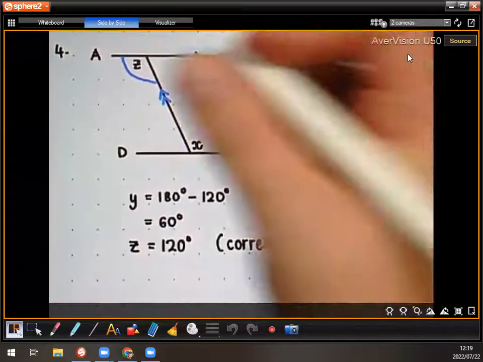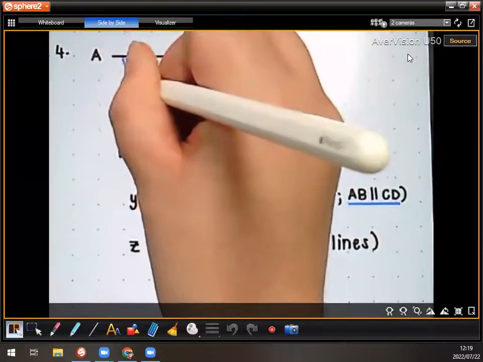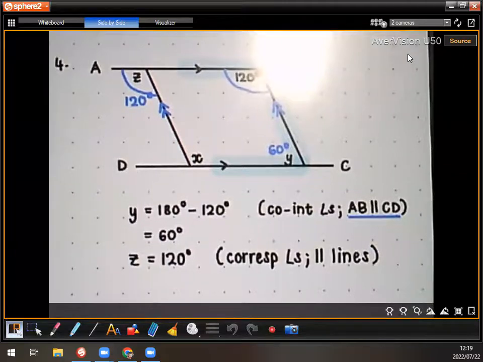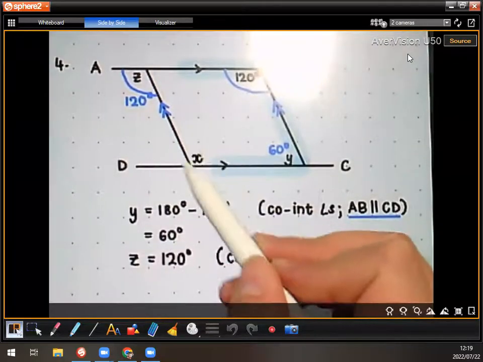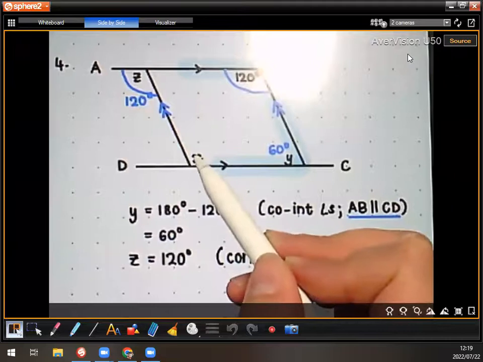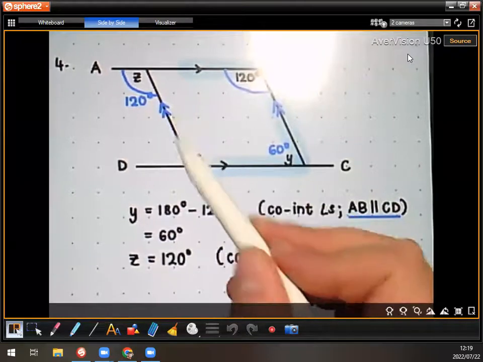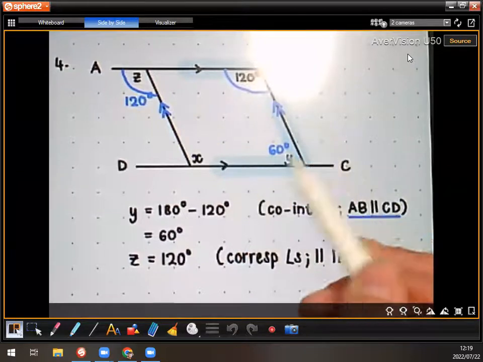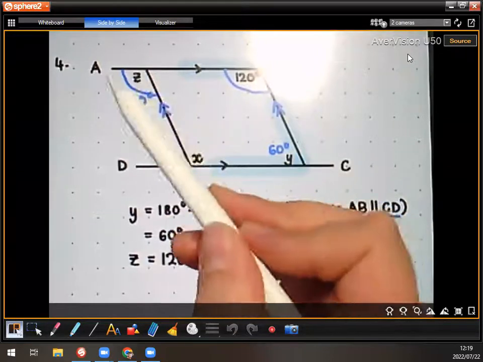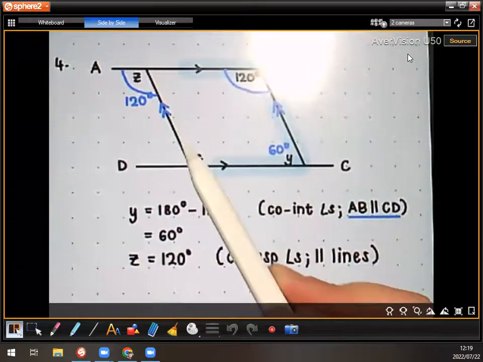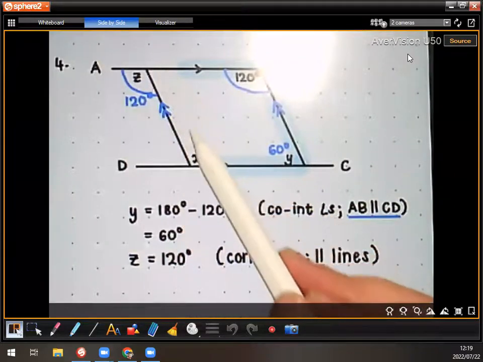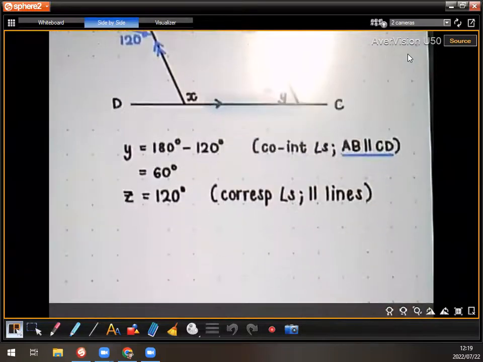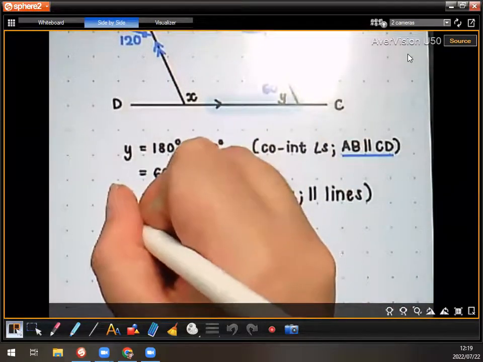Okay, so Z is 120. I'm going to fill that in. Now, what's X, guys? Also 120. Hey, you could do different things here. You could say co-interior angle with Y, right? Because of that U shape. Or look at that Z. A funny looking Z, but it is a Z shape, right? Alternate angles. Right, so X is 120.